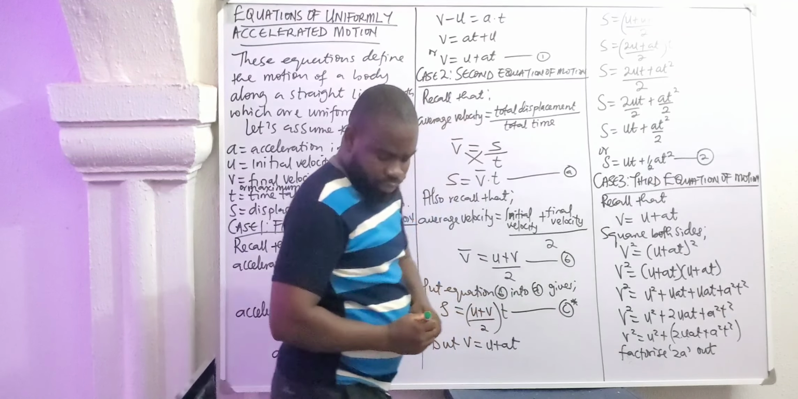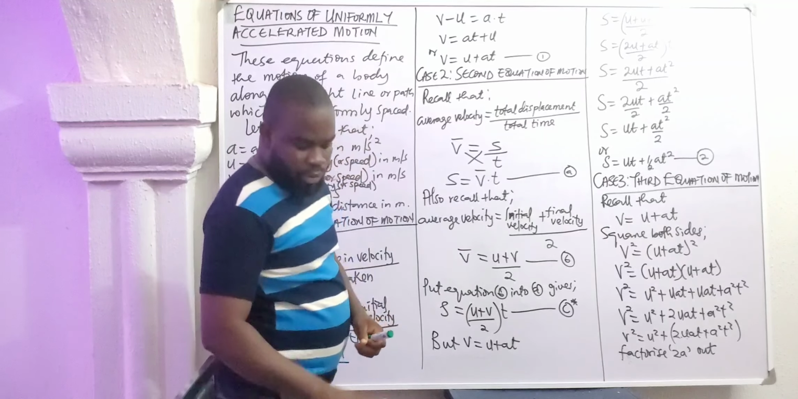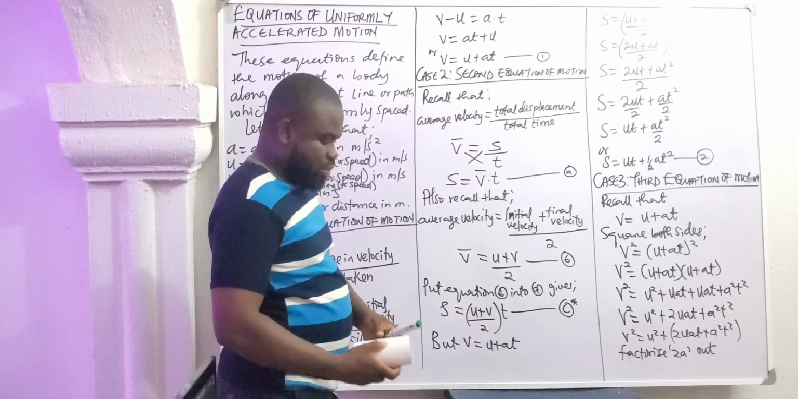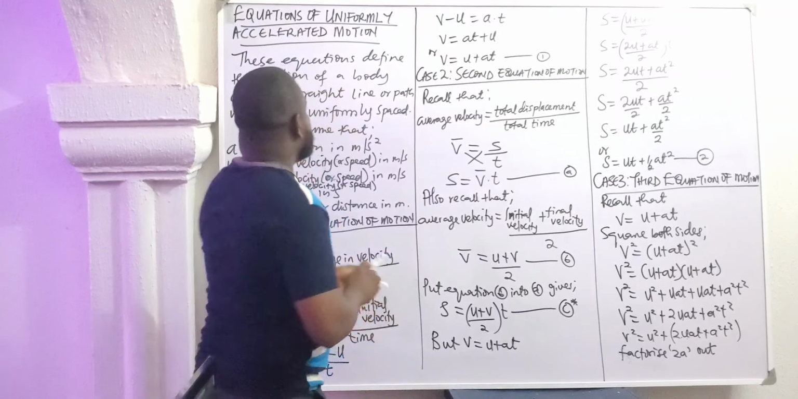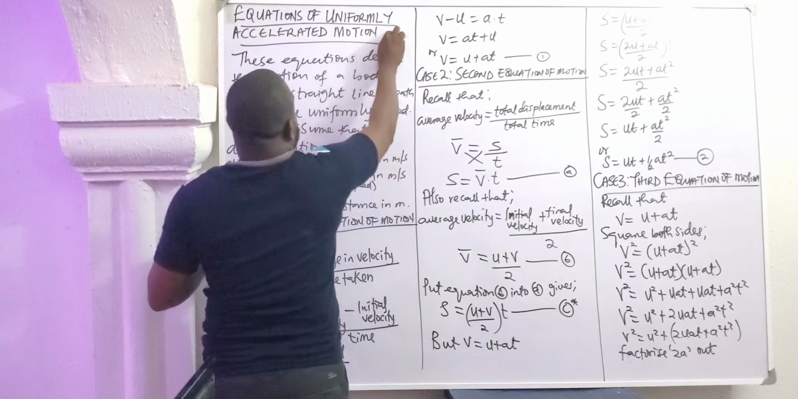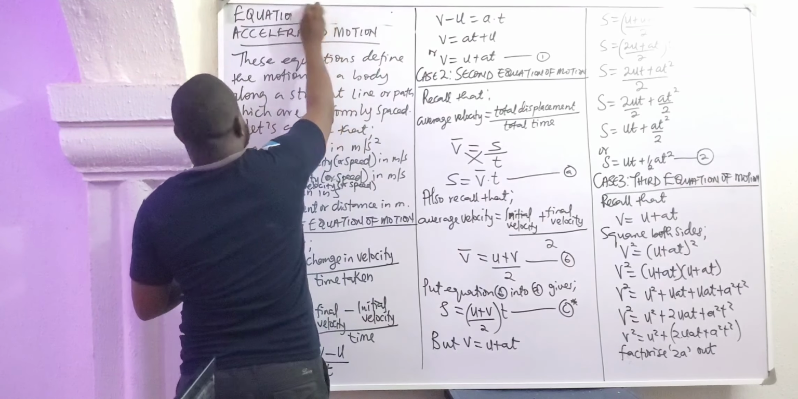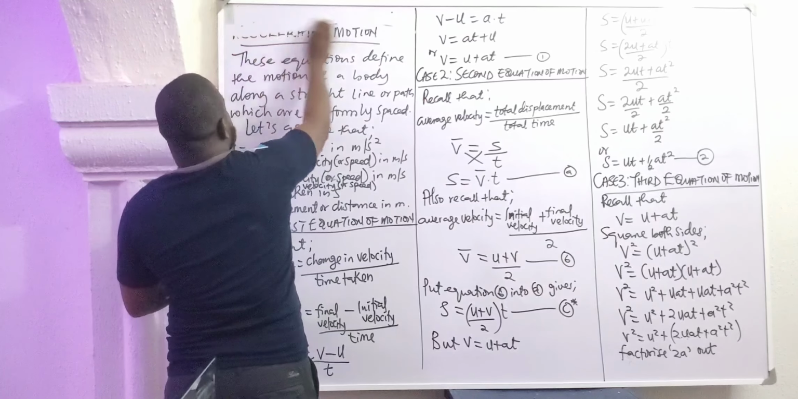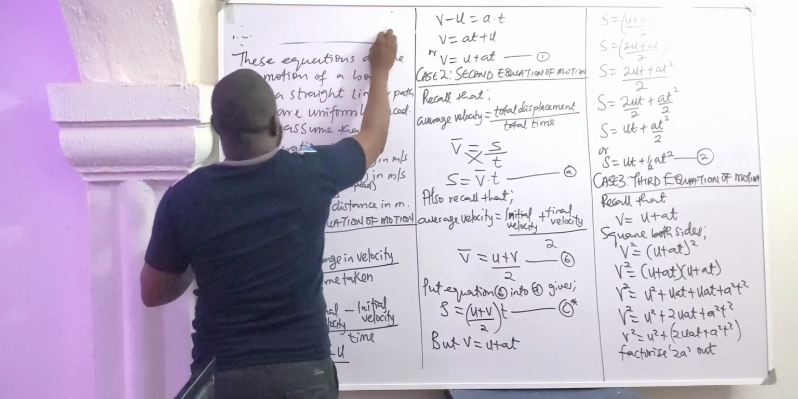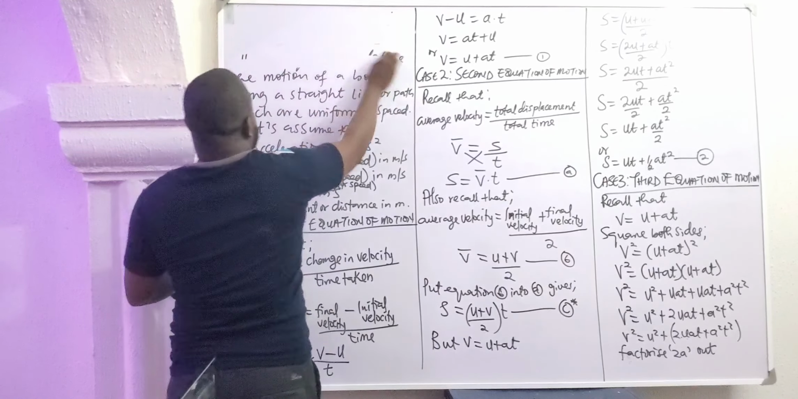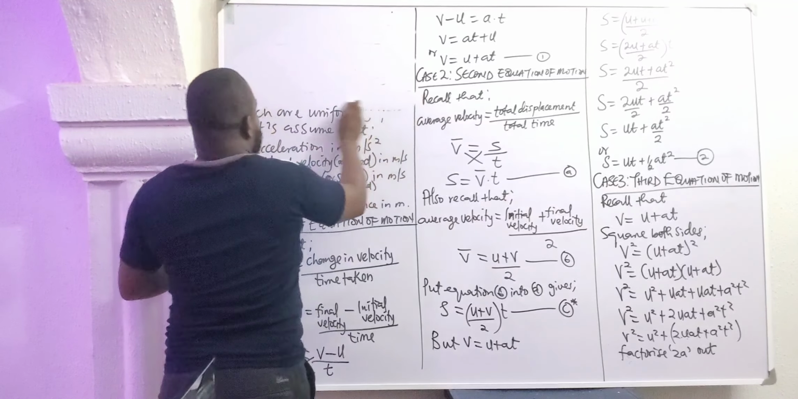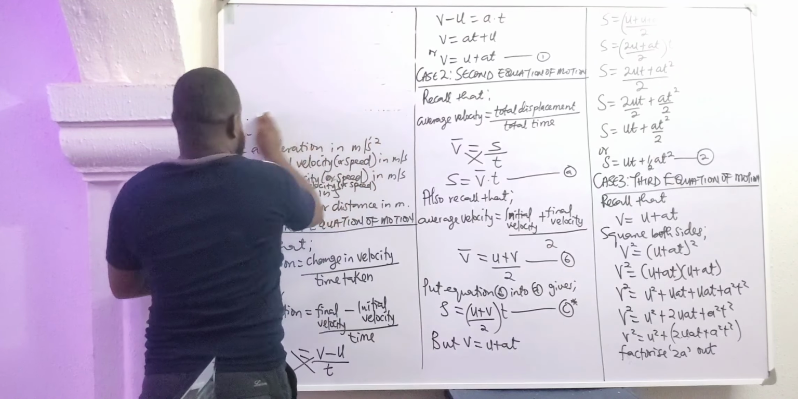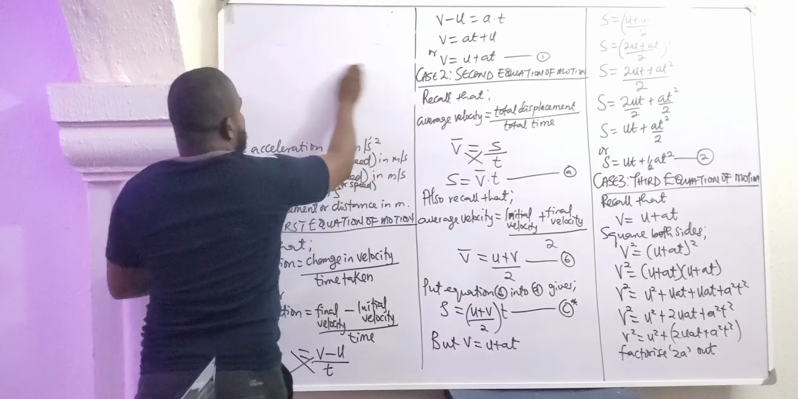To do that, I'm going to apply what we call the law of transformation of equation. What does it say? It says that equation can neither be created nor destroyed, but can be transformed from one form to another. So I will use that law to transform this equation into what I desire.